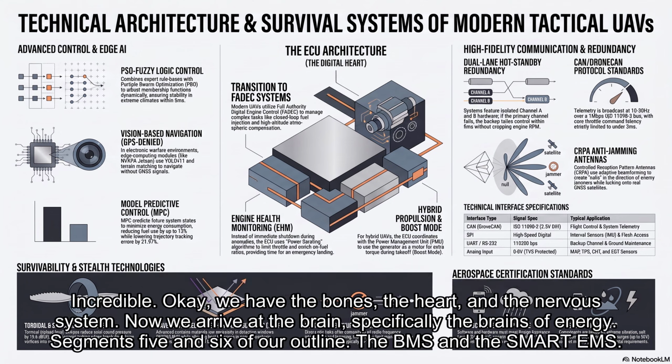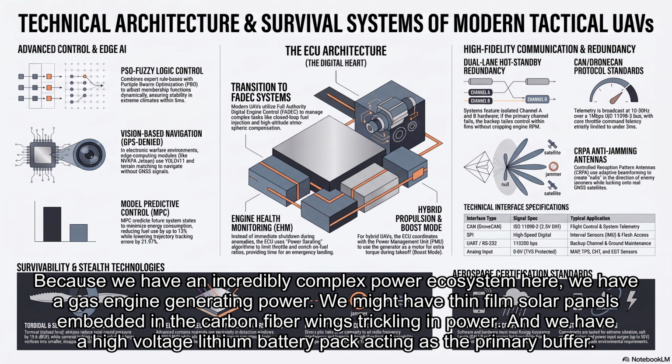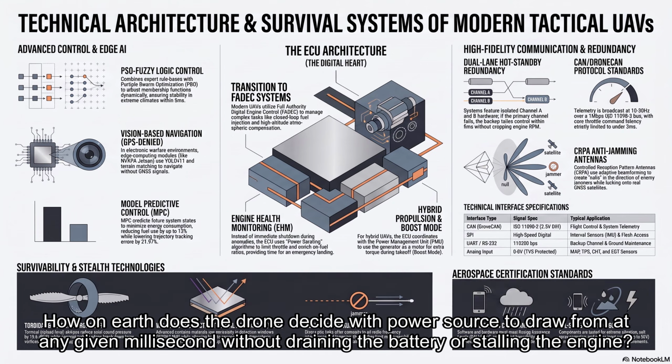Incredible. Okay, we have the bones, the heart, and the nervous system. Now we arrive at the brain, specifically the brains of energy, segments 5 and 6 of our outline, the BMS and the smart EMS. Because we have an incredibly complex power ecosystem here, we have a gas engine generating power. We might have thin film solar panels embedded in the carbon fiber wings trickling in power. And we have a high voltage lithium battery pack acting as the primary buffer. How on earth does the drone decide which power source to draw from at any given millisecond without draining the battery or stalling the engine?